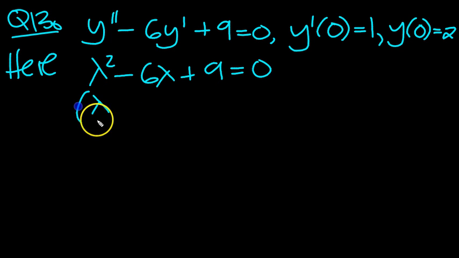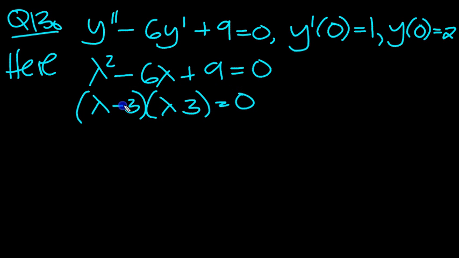It should factorize here, shouldn't it? Looks fairly straightforward, because 3 3s are 9 and 3 and 3 add up to 6. So we'll need a minus and a minus. Lambda squared, minus 3 lambda, totals minus 6 lambda. And then the last term, minus times minus is a plus. 3 3s are 9, so that's fine.